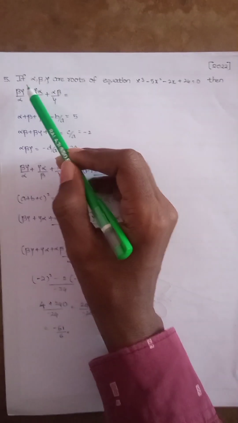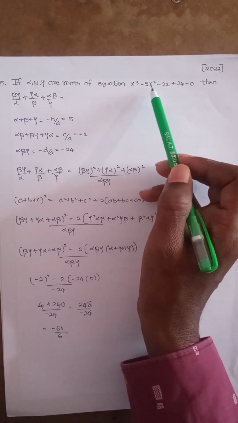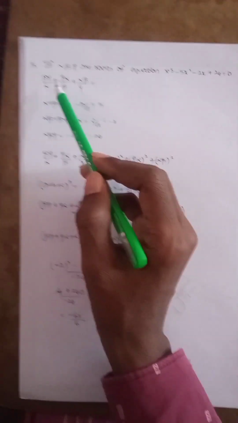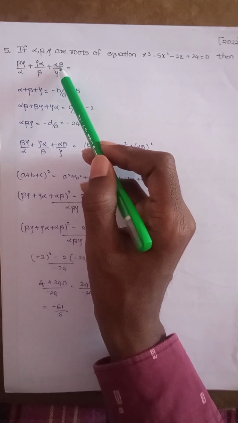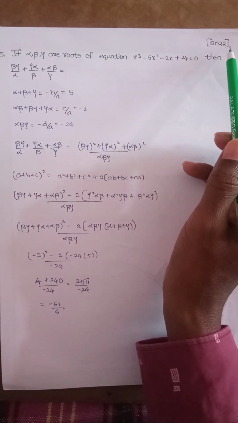And the next question is, if alpha, beta and gamma are the roots of the equation x cube minus 5x square minus 2x plus 24 equals 0, then find the value of beta into gamma by alpha plus gamma into alpha by beta plus alpha into beta by gamma. And it was asked in the year 2022, right?